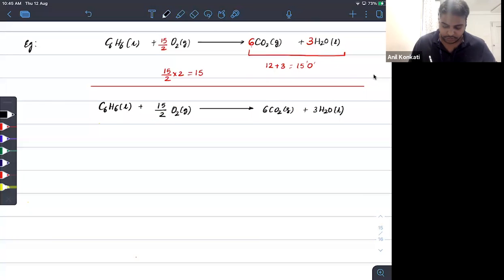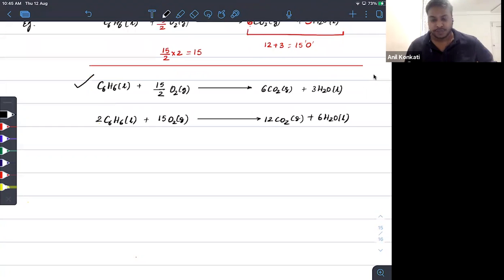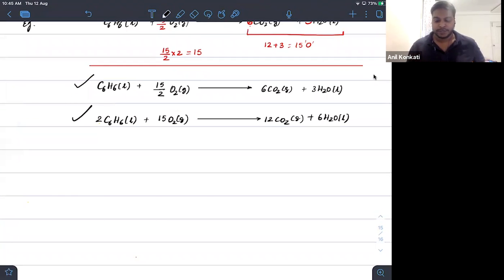So क्या आ जाएगा? 2 times of C6H6 liquid plus 15 O2 gas is giving 12 times CO2 gas plus 6 times H2O liquid. So even if you write it this way also it is correct. Usually हम लोग हमेशा simple integers में represent करते हैं. So this is more acceptable. Clear, students? This is the way you have to write it.